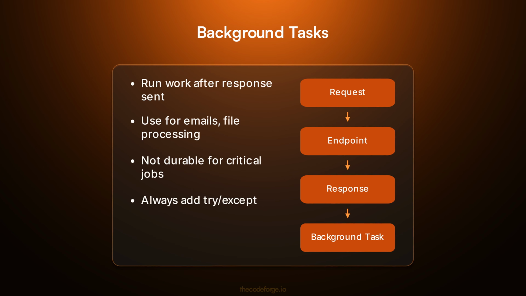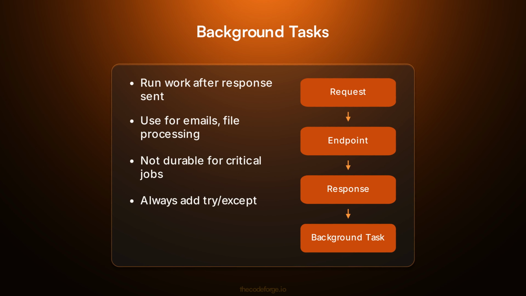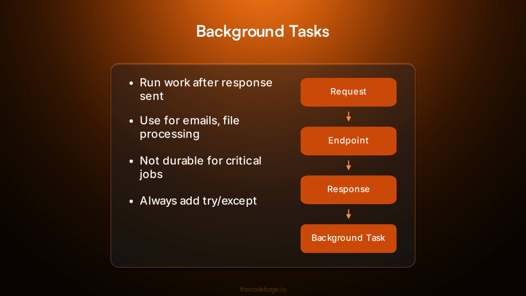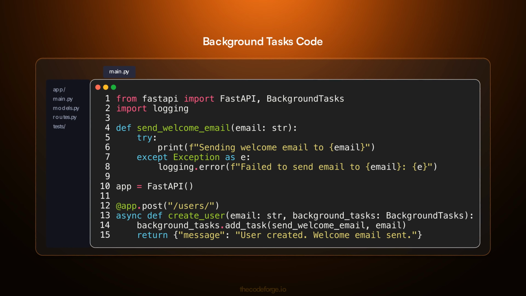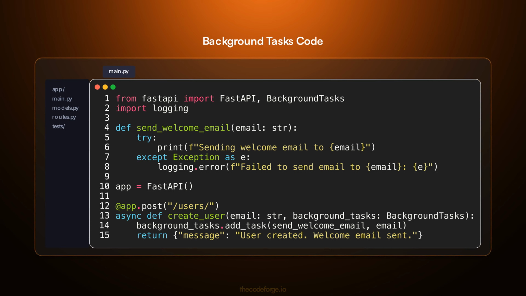Background tasks let you push work into a background thread after the response is sent. This keeps the HTTP response fast. Use it for non-critical operations like sending welcome emails. For critical jobs, use a proper queue like Celery. The create_user endpoint adds a background task to send a welcome email. The response returns immediately, and the email sends a moment later.